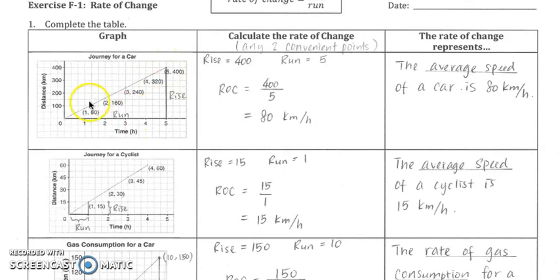But with this big triangle that I have drawn, my rise is going from 0 to 400. So rise is 400. Run is from 0 to 5. So run is 5. Therefore, my rate of change is 400 over 5, rise over run, which works out to 80 kilometers, the unit for the dependent variable, per hour, the unit for the independent variable. And this shows the average speed of the car is 80 kilometers per hour.